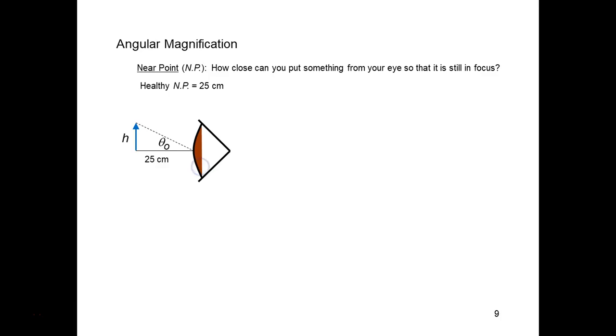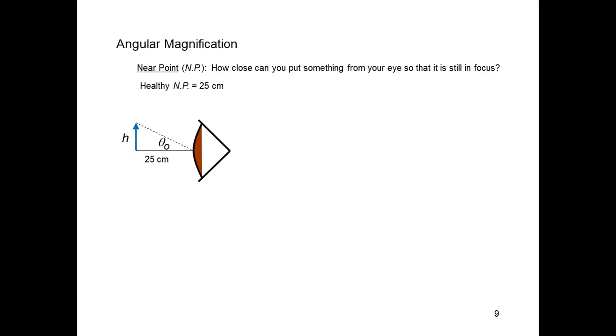So here's what we'll do. Let's suppose we take an object of height h and we put it at the healthy near point from your eye. Now, if I draw a line from the tip of that arrow to the optic axis right here, where it intersects your eye, I'm going to form an angle. I'll call it theta naught. Now, what happens to that angle if I increase this distance of 25 centimeters? If I take the same object and move it farther from your eye, I'm going to decrease the angle, theta naught, from this point right here at your eye to the tip of that arrow.